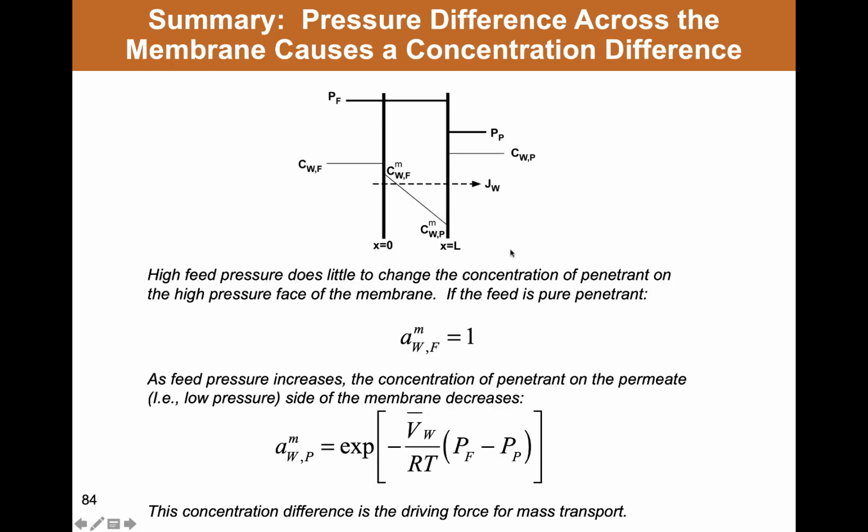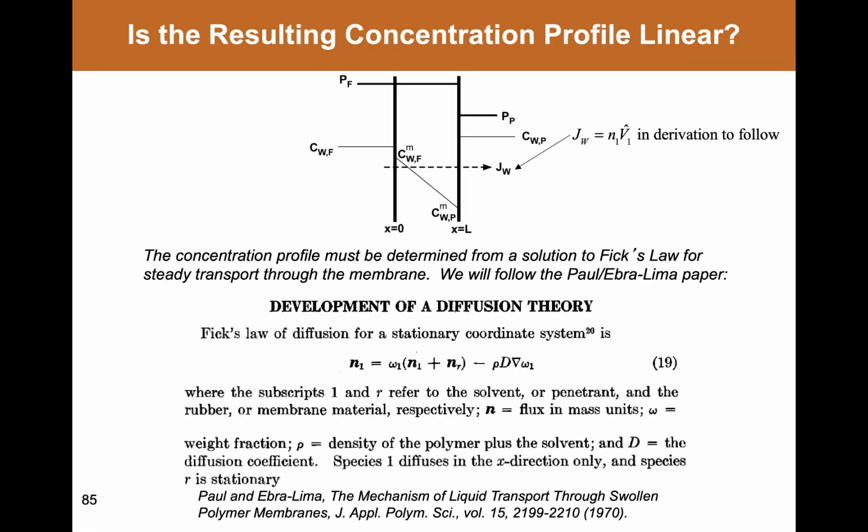Now, this is a summary of how pressure difference across the membrane causes a concentration difference. The high feed pressure of liquid does little to change the concentration of penetrant on the high pressure or upstream side of the membrane, and if the feed is pure penetrant like pure water, then the activity up here is always 1 by definition. As the feed pressure increases, the concentration of penetrant on the permeate side of the membrane goes down according to the expression that's shown here.